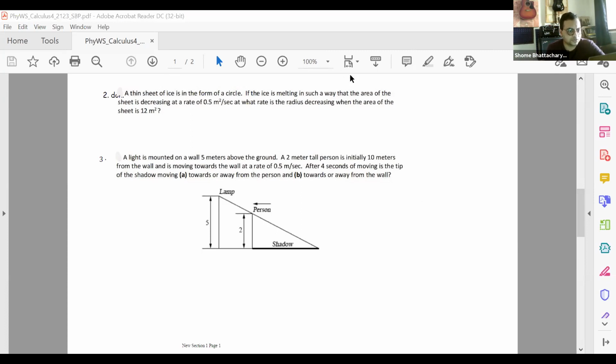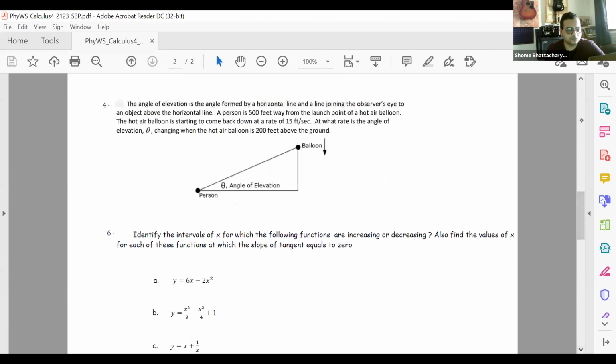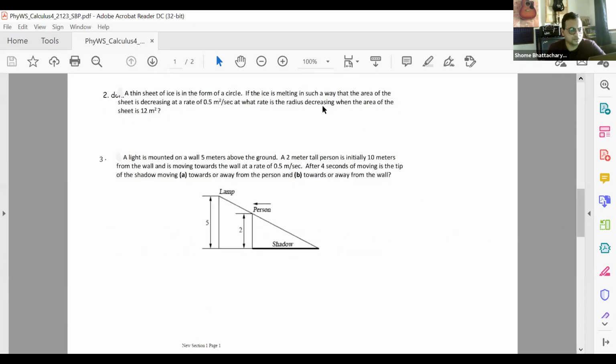Okay, yes, Caleb, we'll discuss question number 3. Now see, question number 3, we did not have to do any calculation. We just had to find this thing. The diagram is not made very well. So this is a person who's moving towards this at a certain speed. Now this is his shadow. So this is the tip of the shadow. So we have to find out whether the tip of the shadow is moving towards the person or away from the person. And we have to find whether the tip of the shadow is moving towards the wall or away from the wall. But now we will actually convert this into a numerical problem.